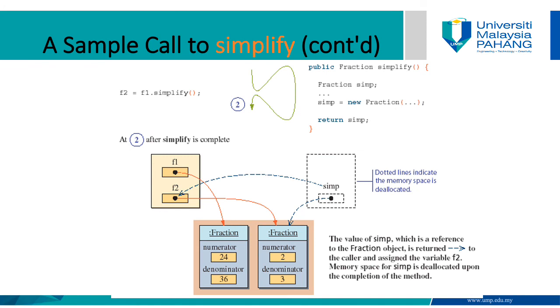So again, another example. If we want to do another calculation, f2 equals f1.simplify. Where do we get the value of simplify here? We get it from the return simp on the right side. So we call f1.simplify, and simp has all the information of numerator and denominator. It will pass the value to f1, and then we will get the value of f2.